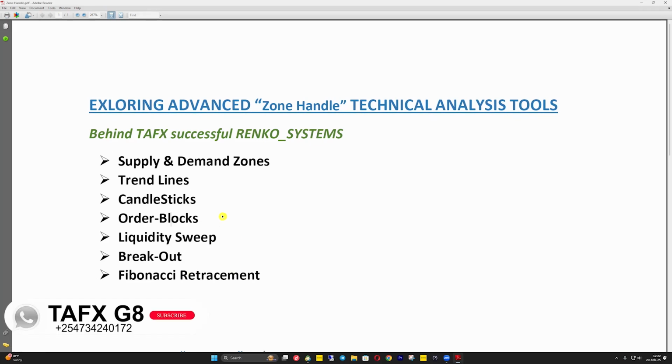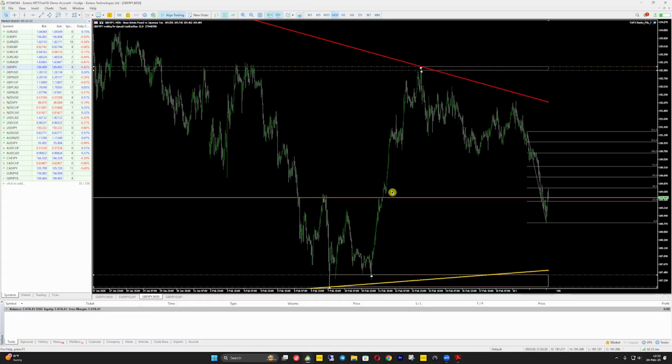I'm just renaming them and talking about them because when we go to the chart, we don't have to go back here to see whether we have a trend line. So understand about trend line, candlestick, order blocks, liquidity sweep, breakout, and Fibonacci retracement. So now we can go direct to our charts and learn about those things.